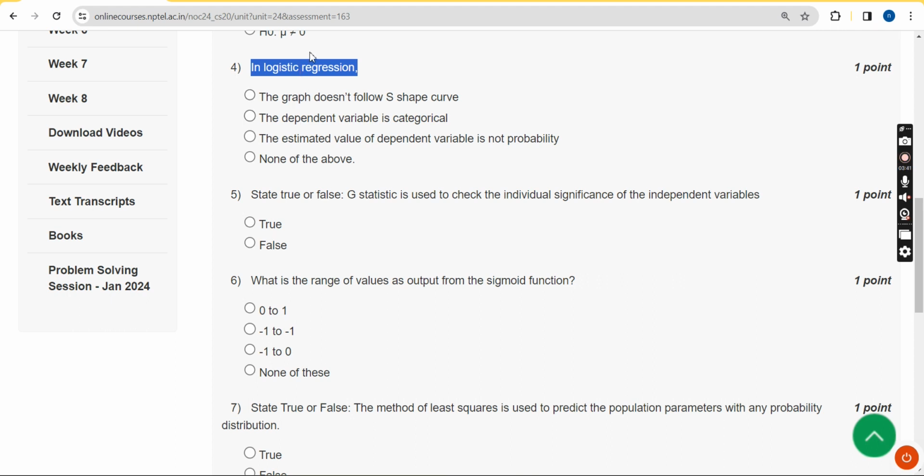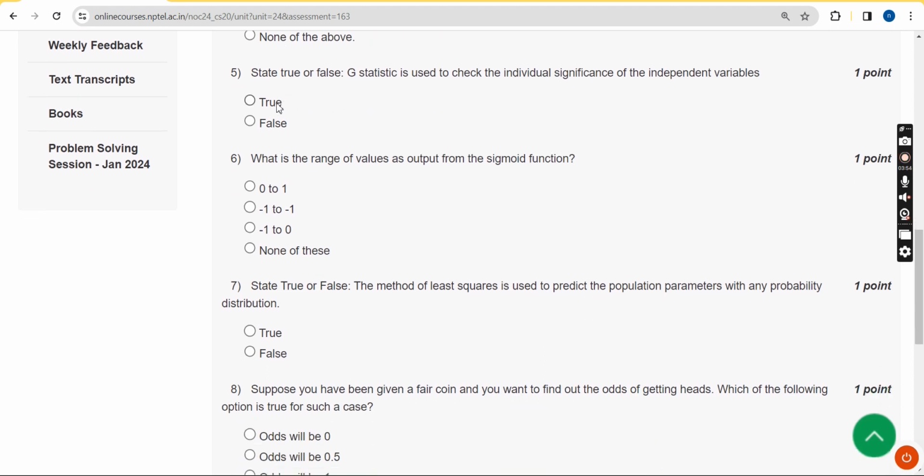So for the fourth question, the answer is the second option, guys. The dependent variable is categorical. Next, fifth question. Fifth one, state true or false.